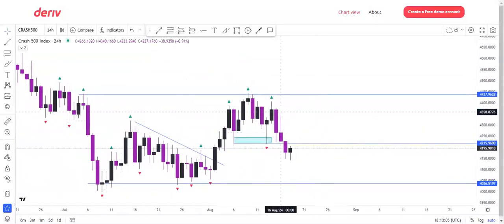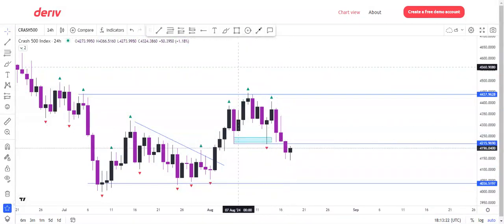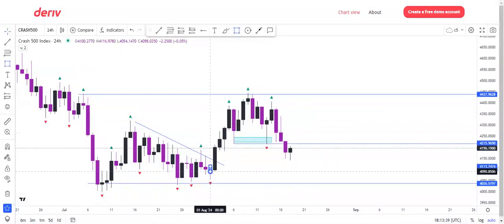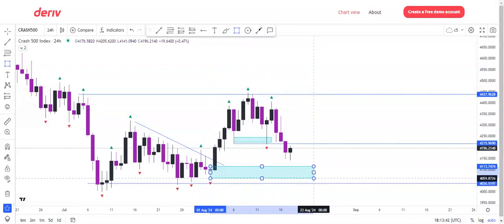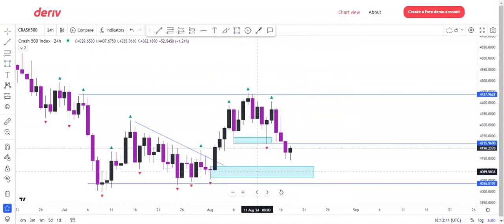Let's zoom a bit. On the daily, we can say we are bearish since we broke this inducement over here, and that confirmed our high. This became a major high. So over here, what we can do is just draw this OB over here, and wait.